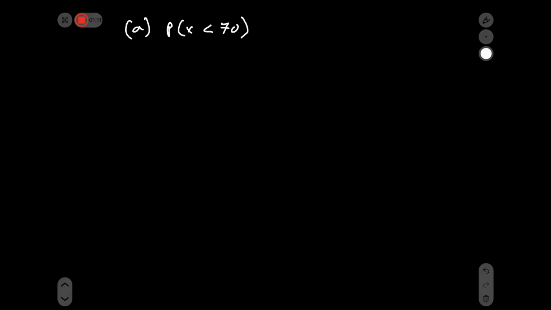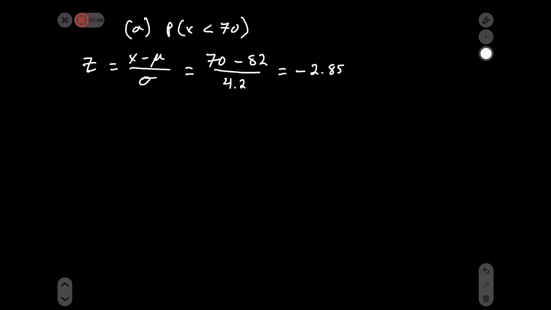Okay, so first things first, let's convert this score of 70 to a z-score. And z, you might remember, is equal to x minus mu over sigma, or the standard deviation. And we're given all of this in the problem. Our x is 70, our mean is 82, and our standard deviation is 4.2. And if you plug all this into a calculator, this gives you a z-score of negative 2.8571428, and so on.